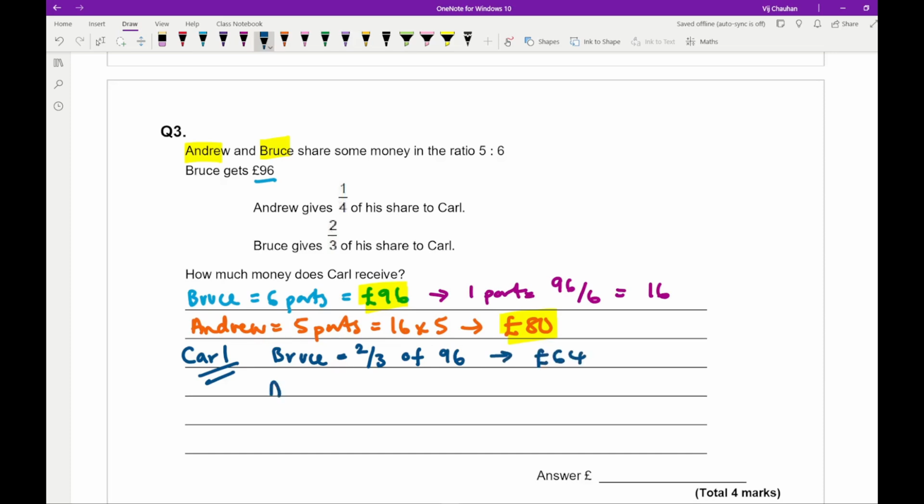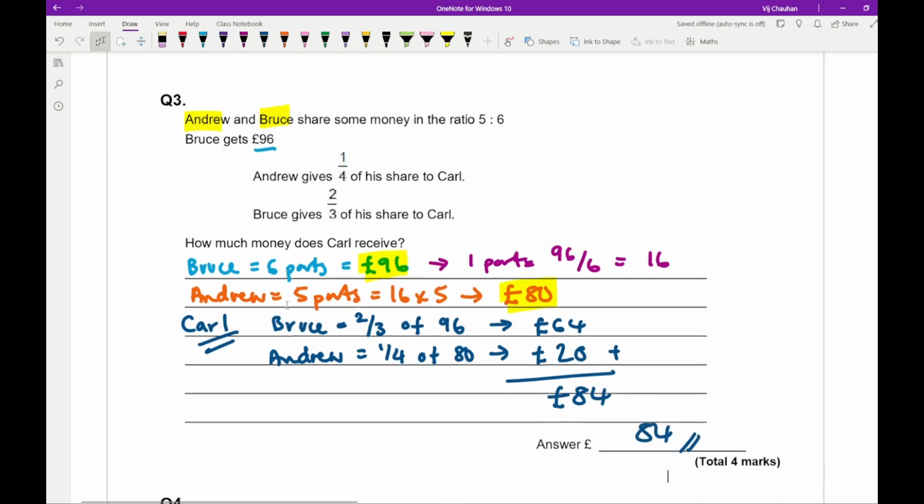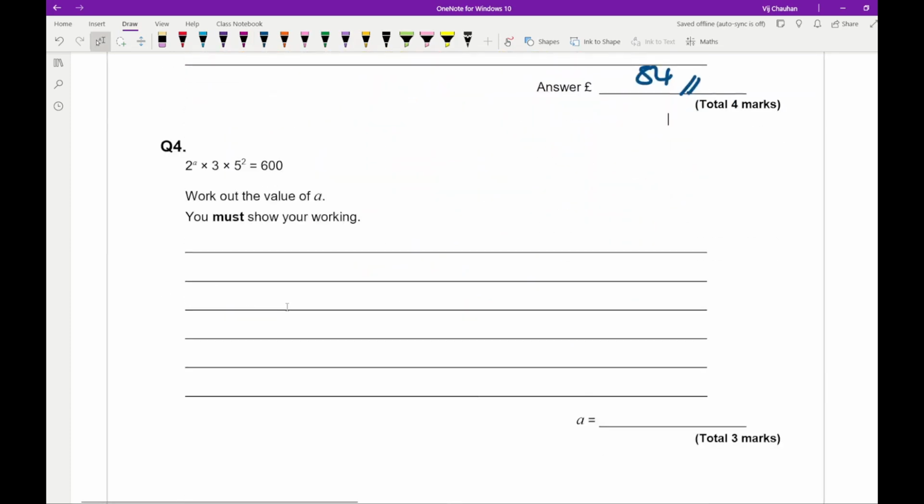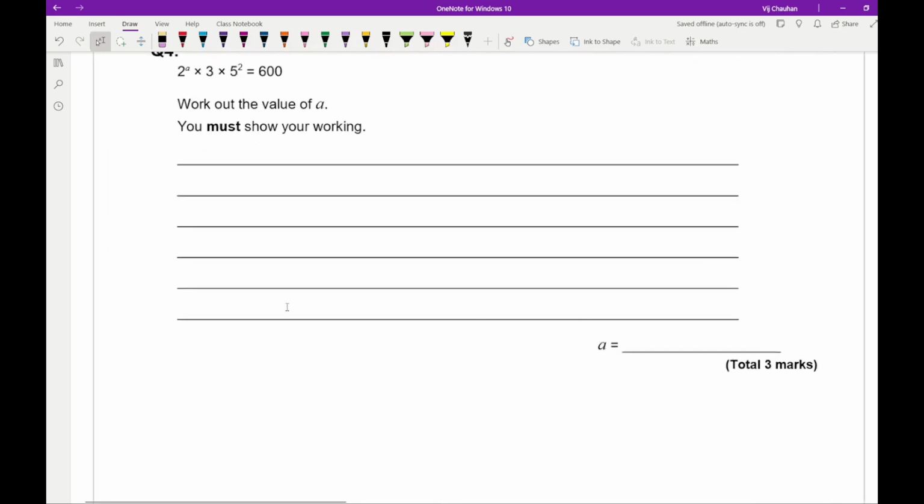And then if I do Andrew's part, Andrew gives a quarter, so that's going to be a quarter of 80, which is £20. So all that's left for me to do is add those two amounts together, which comes up to a total of £84. So Carl gets £84.